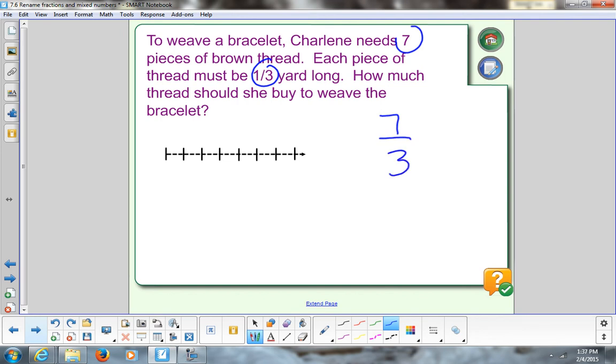Does that make sense how I got that? What's it called? It's called a mixed number. No, it is not. Improper fraction. Again, an improper fraction. Okay, so here we have 0. We have 1/3, 2/3. Let me just do it that way.